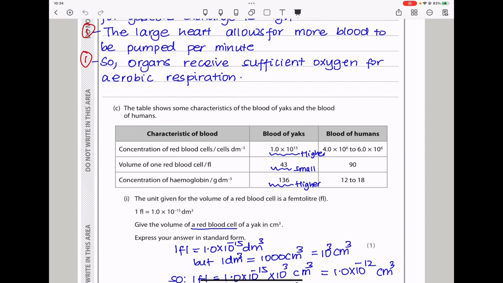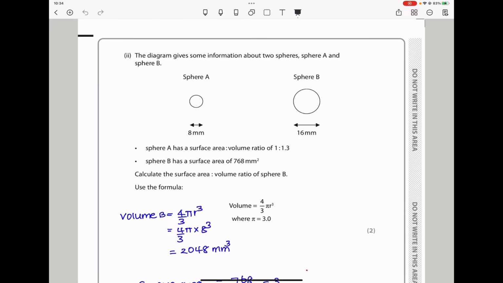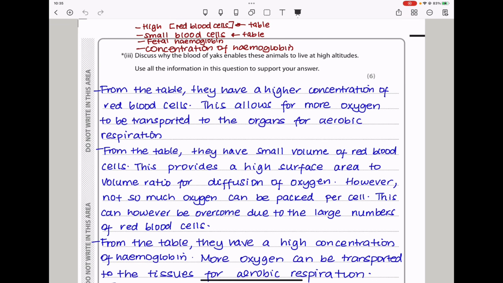When we come to the table, we can see they have a higher concentration of red blood cells. They have a smaller volume of red blood cells, and then they have a higher concentration of hemoglobin. So I'm going to use some of this information in my answer. From the table, they have a higher concentration of red blood cells, and this allows for more oxygen to be transported to the organs for aerobic respiration. Also from the table, they have a small volume of red blood cells. This provides a large surface area to volume ratio for the diffusion of oxygen. However, not so much oxygen can be packed per cell. This can, however, be overcome due to the large numbers of red blood cells.